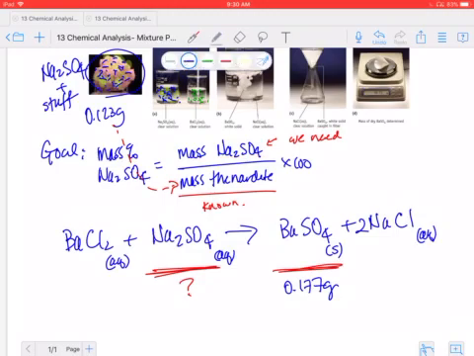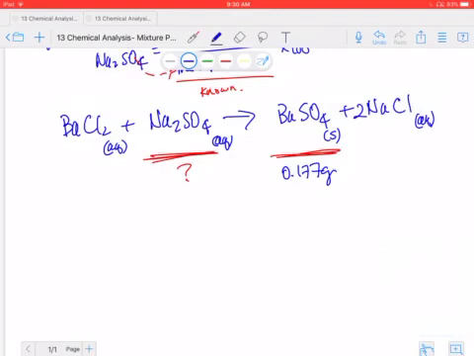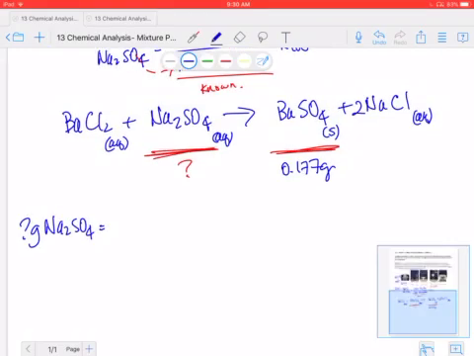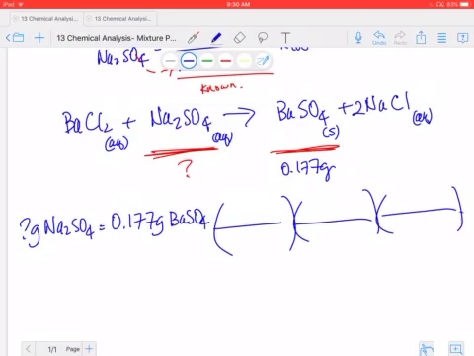So let's set this up as our stoichiometry problem. So we're looking for grams of Na2SO4, and we're starting with that 0.177 grams of barium sulfate. So this is grams to grams, so we know we're going to need 3 steps to solve this, and we're going to plug in our numbers. So first is the molar mass of the barium sulfate. So this is 233.4, and that's a molar mass, so we always have 1 mole on the other side of that.